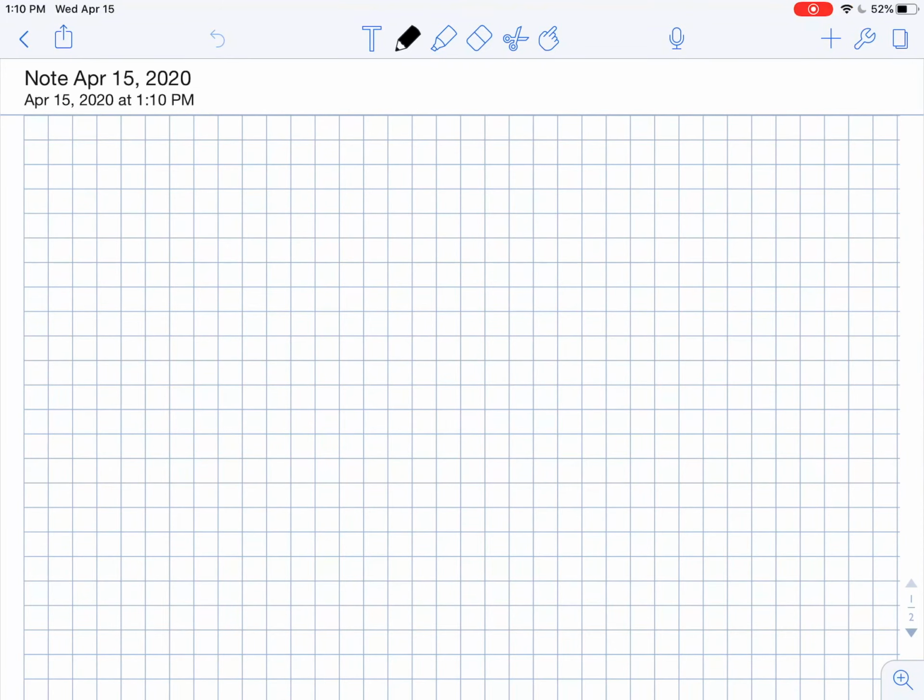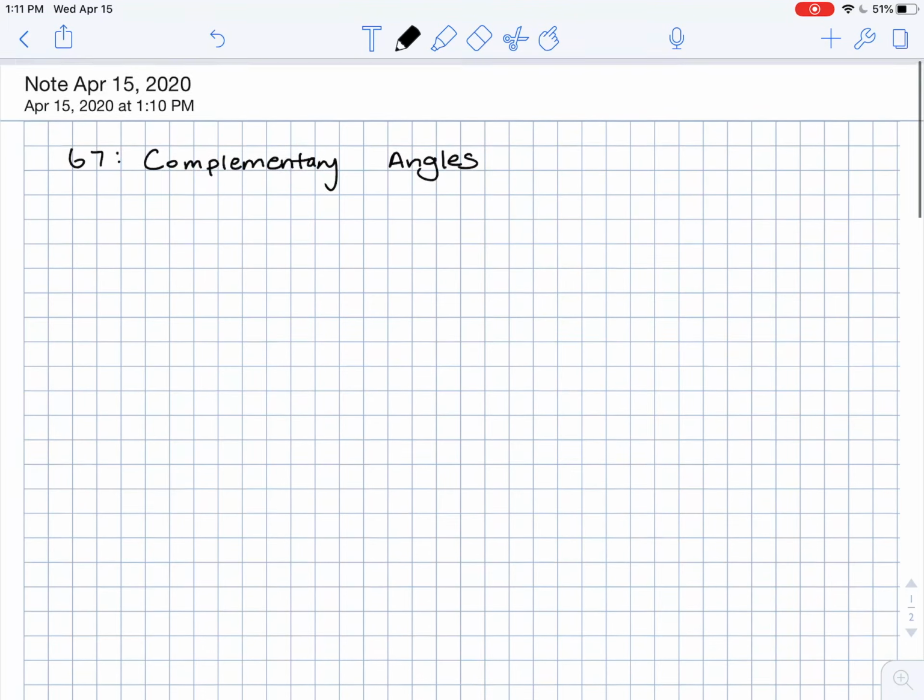Good morning. Today we are going to start section G7 on complementary angles. Okay. So what are complementary angles?